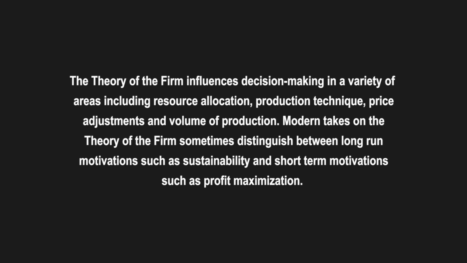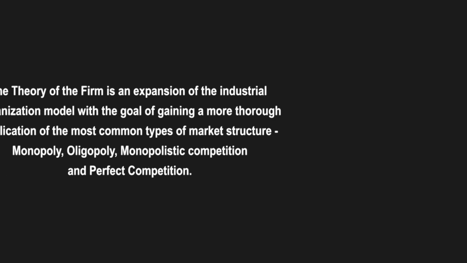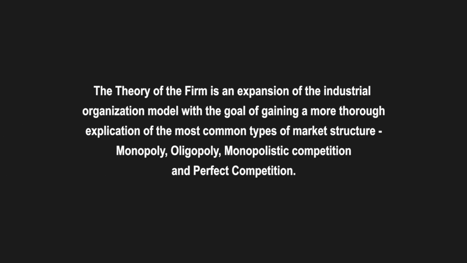Modern takes on the theory of the firm sometimes distinguish between long-run motivations, such as sustainability, and short-run motivations, such as profit maximization. The theory of the firm, as we stated, is an expansion of the industrial organization model with the goal of gaining a more thorough explication of the most common types of market structure: monopoly, oligopoly, monopolistic competition, and perfect competition, which we are now going to discuss.